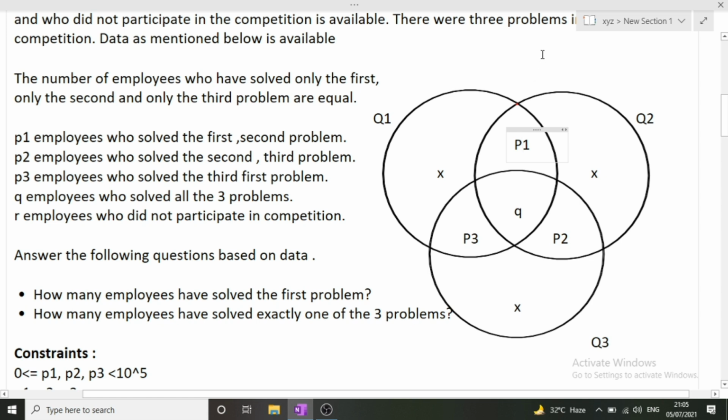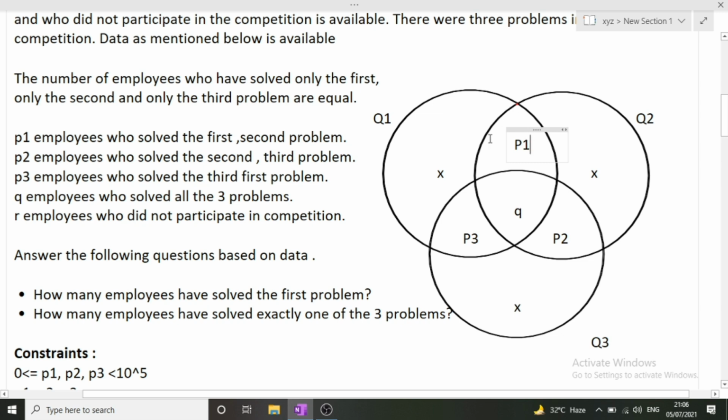Now we have to find that particular sector where the questions solved by a candidate are only Q1 and Q2 and not Q3, because the intersection in P1 involves question 1 and question 2 solved plus question 3 also solved. Now we have to find the sector where only question 1 and question 2 are solved, not question 3. So this particular section, see my cursor, lies where the people have solved only question 1 and question 2 and not question 3.